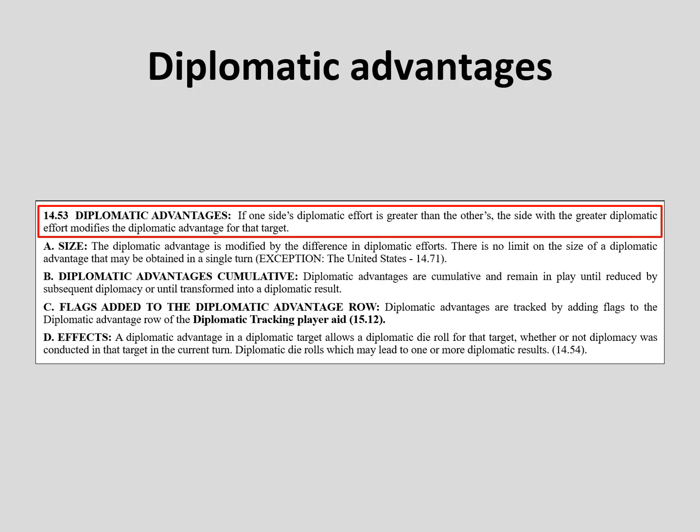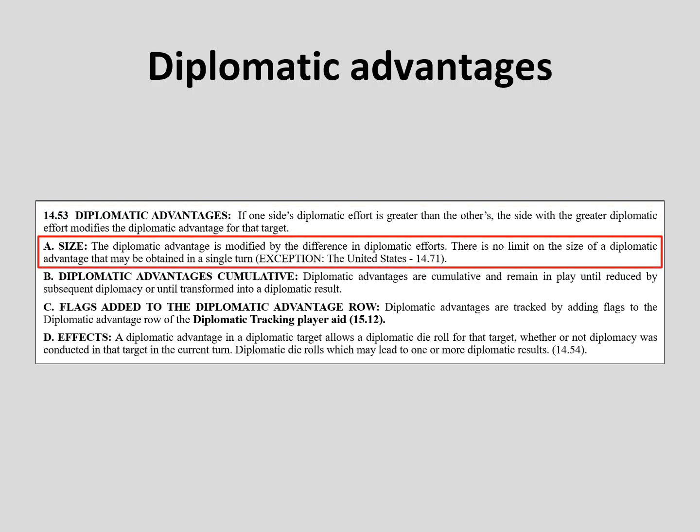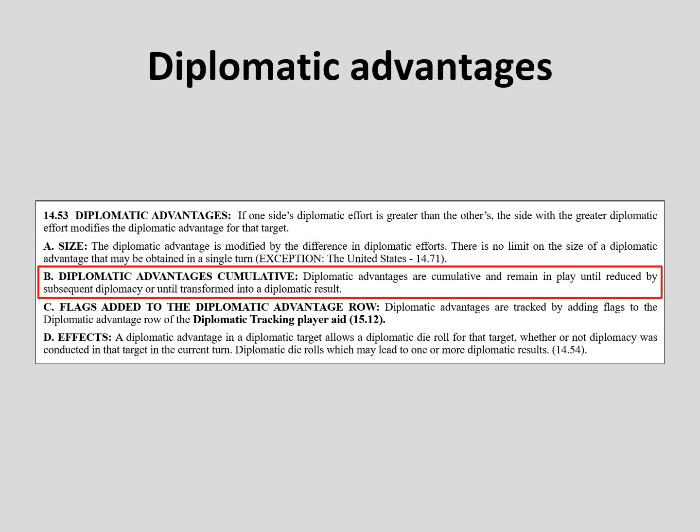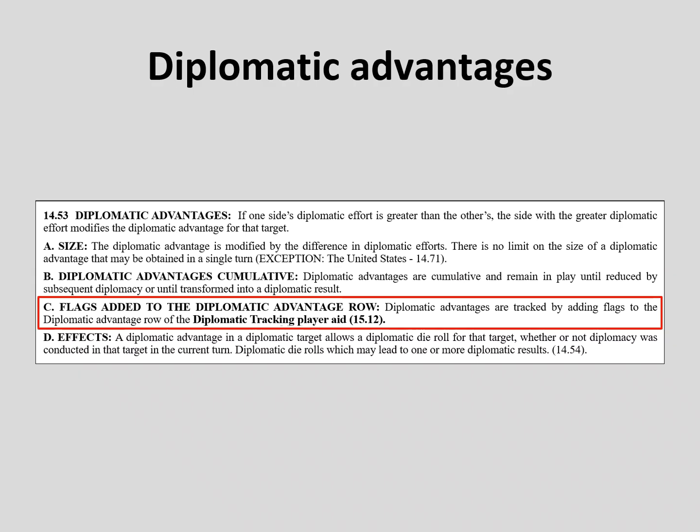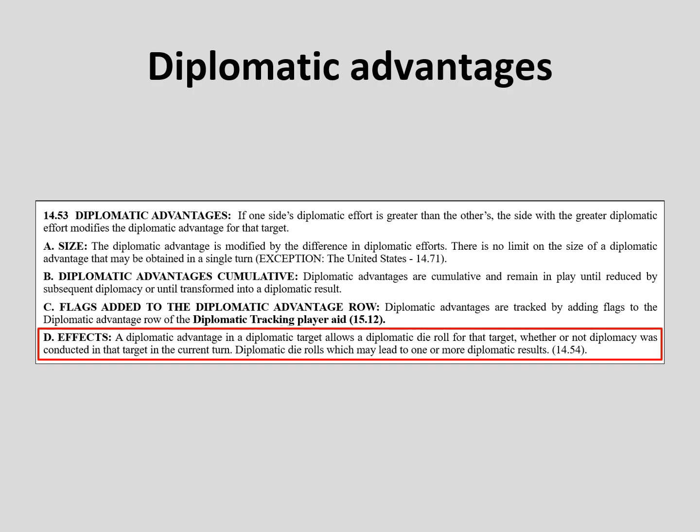In contrast to Gathering Storm, there is no limit to the size of diplomatic advantage that may be obtained in a single turn. Diplomatic advantages are cumulative, so one side or the other will often have a diplomatic advantage in a target from the previous turn. Diplomatic advantages are tracked on the diplomatic tracking play. If either side has a diplomatic advantage in a target, regardless of which side had the greater diplomatic effort in the target in the current turn, it makes a diplomatic die roll for the target to try to convert its diplomatic advantage into one or more diplomatic results.